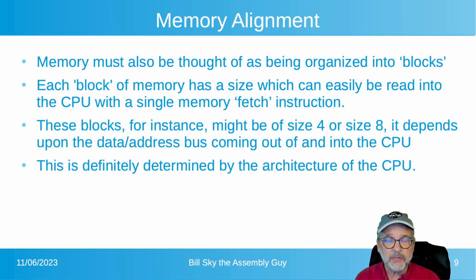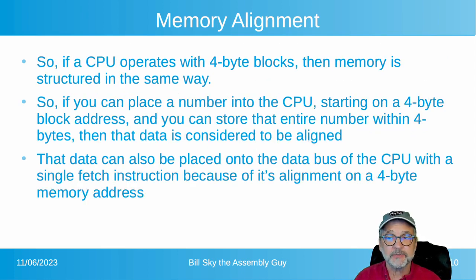And the other thing that you need to think about is memory as if it's composed of blocks. Each block of memory has a size which can easily be read into the CPU with a single memory fetch. Not your move or your add from memory, but actually below that in the machine code, where the CPU is actually going out and fetching the data from the memory chip. These blocks, for instance, might be of size 4, 8, 16, 32, 64. It depends upon the data address bus coming out of and into the CPU, and it definitely is determined by the architecture of the CPU.